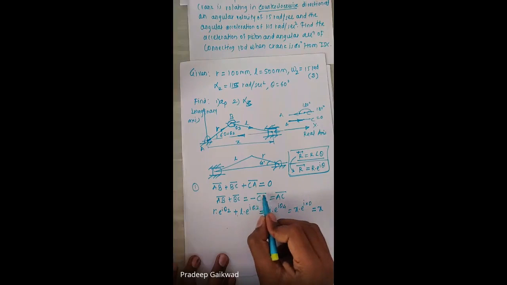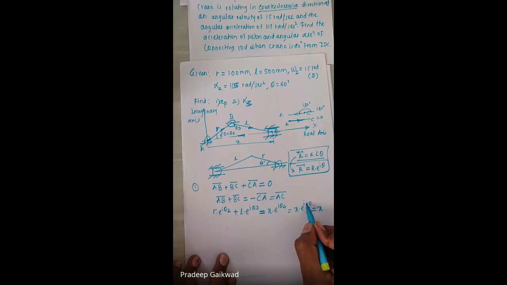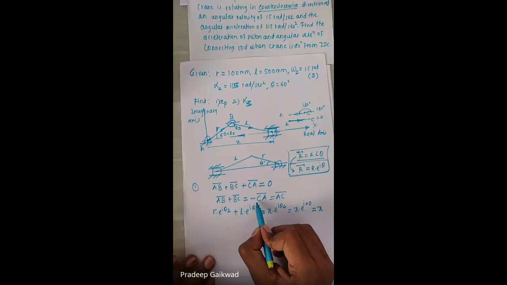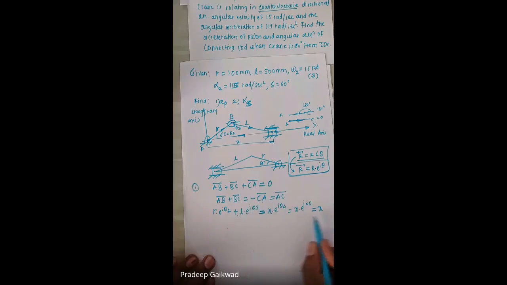Here it is minus, minus, again it will become plus. It's minus x because e raised to minus 180 is minus 1. So minus 1 into this minus 1 will be plus only. So no doubt whether we take minus CA or AC, we will get the same answer. Don't worry about that. But in order to get this proper equation, I simplify this to AC. I think it is clear.